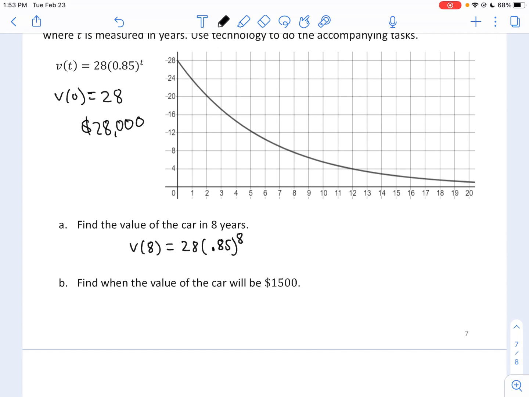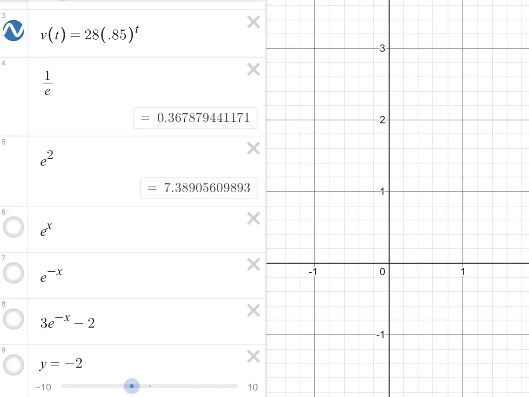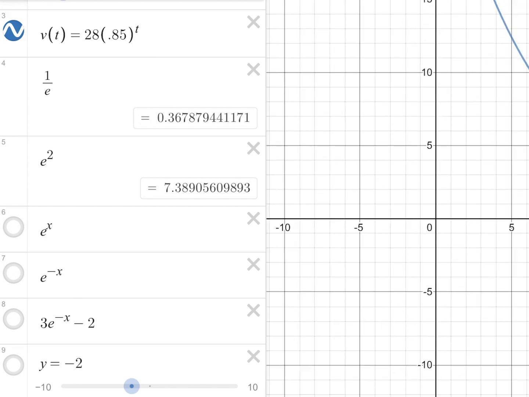That's the indication that we are looking at an exponential function, because as we go from year to year, we continue to multiply by 0.85, and that pattern of multiplication is indicative of an exponential function. Here's the graph of v of t. I'm going to change my scale just so we can see things.